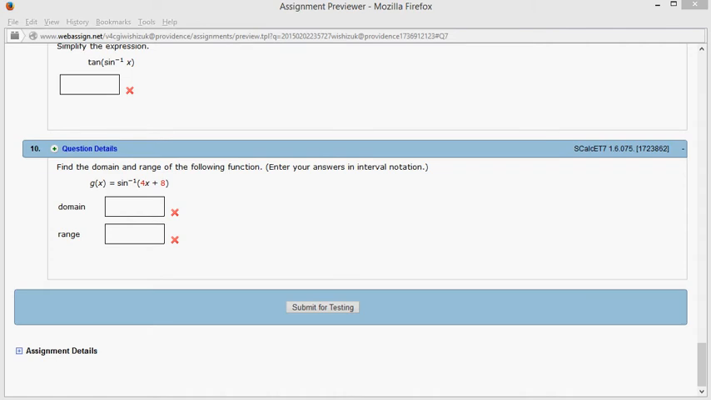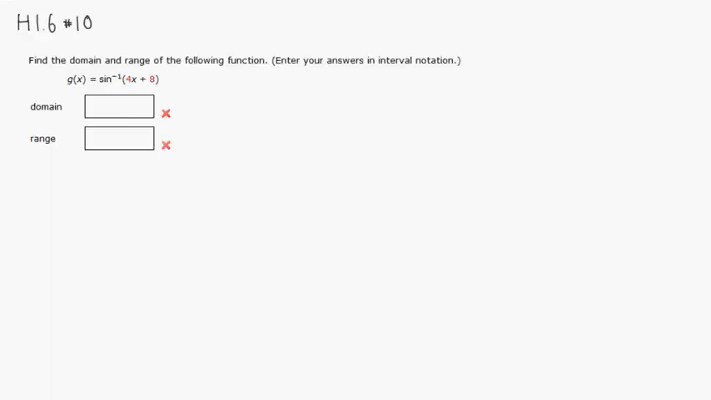Okay, let's look at homework 1.6, problem number 10. Right, so we want to find the domain and the range of this following arcsine function. So let's do that.